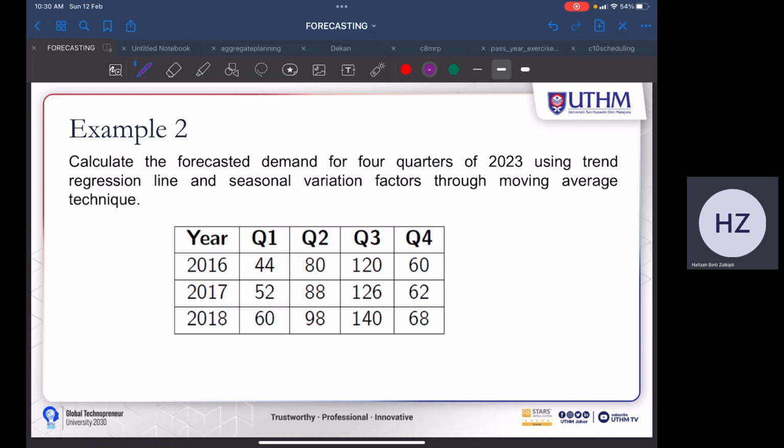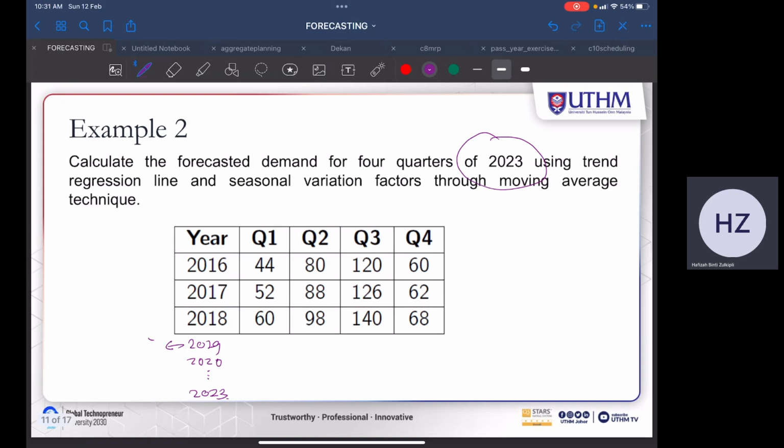We have the forecast demand for 4 quarters. You need to calculate the forecast demand for the 4 quarters of 2023 by using the trend regression line and also seasonal variations factor through moving average techniques. From the actual data, it gives you from year 2016 until 2018. So you need to find 2023. What is the forecast for year 2023? That means you have 2019, 2020, up until 2023.